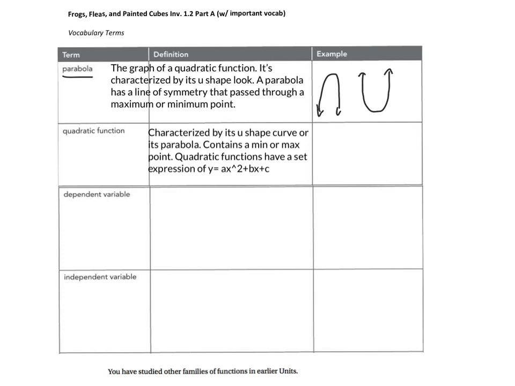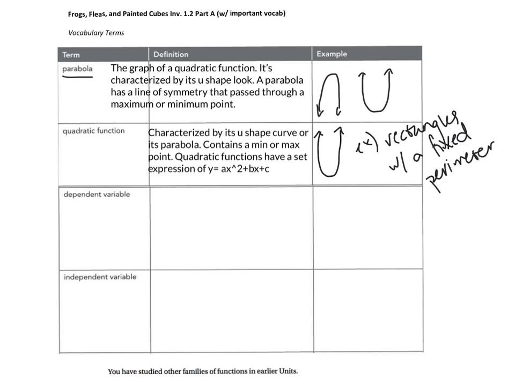All right, and so again, that quadratic is going to have that U-shaped curve. It's going to have a min or a max, right? And our example of a quadratic was rectangles with a fixed perimeter. Okay, and then these next two vocabulary terms are review, but it's just, again, a good thing to remember.